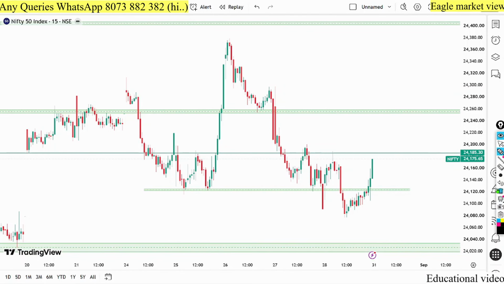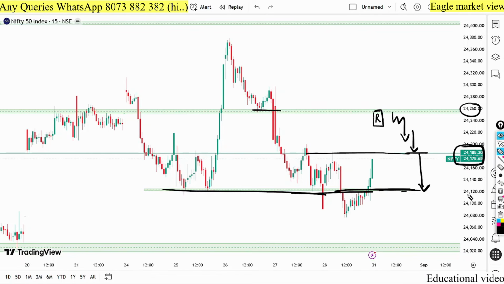Coming to tomorrow, if there is any gap up open, wait for the price action. If price gap up opens near 24,250, wait for price to form any bearish candle or bearish pattern. Then we can plan for the selling side. Price will come to the next support level of 24,180. Even if 24,180 breaks down, then price will come to the next support level, the very strong support level of 24,120. Momentum is possible there.